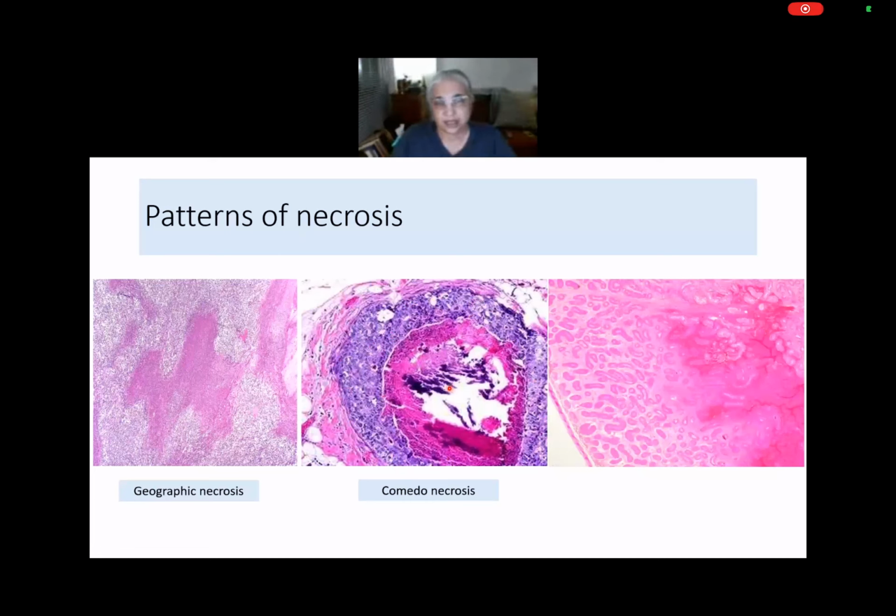You have duct ectasias in the breast in which they're perfectly benign. The central area is thick and necrotic material, and around it. I won't always say that it is, but in this case, it is a necrosis.